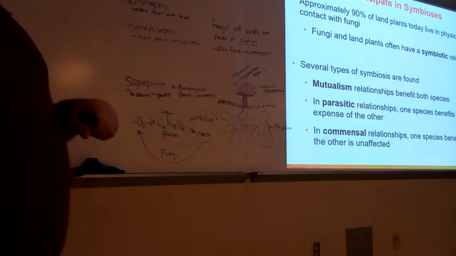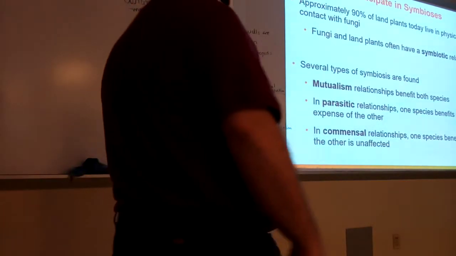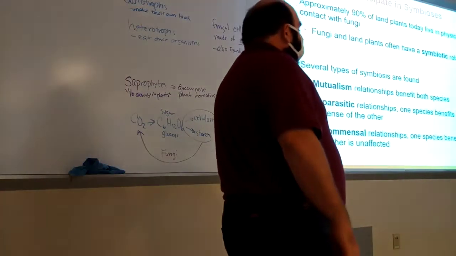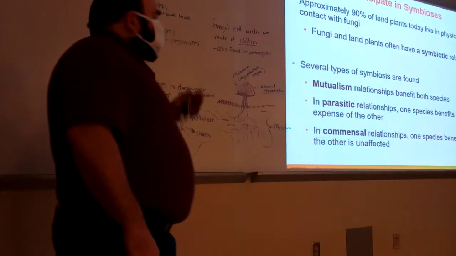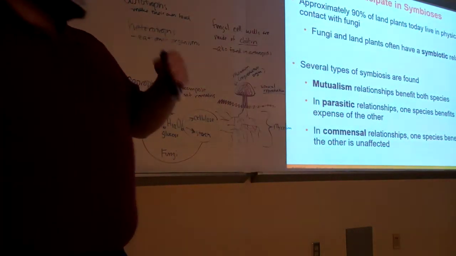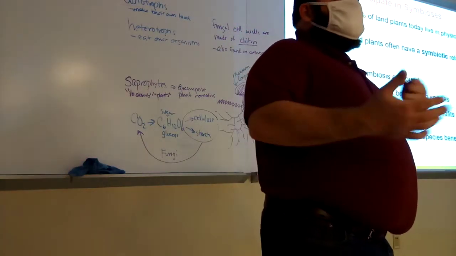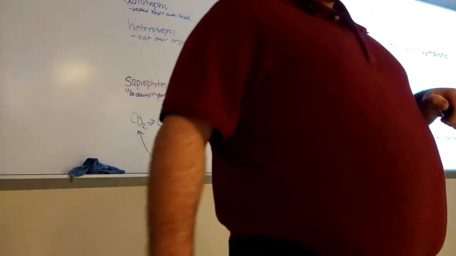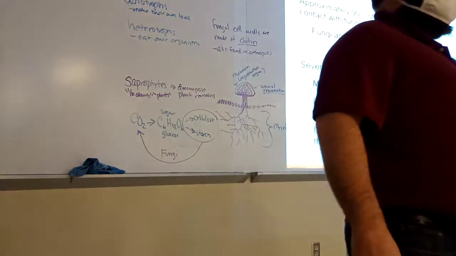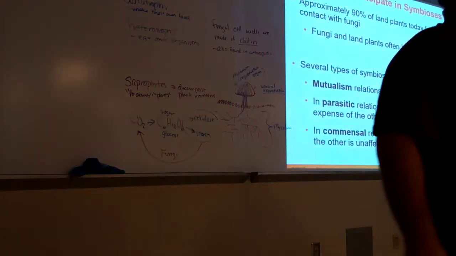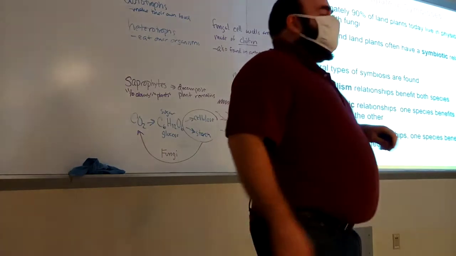All right. Like I said, approximately 90% of plants today live in physical contact with some type of fungi. In this case, what that means is when we say symbiosis, symbiosis is a relationship where both organisms are tied to each other. In this case, one cannot survive without the other, or one might die without its partner. That's what symbiosis means.